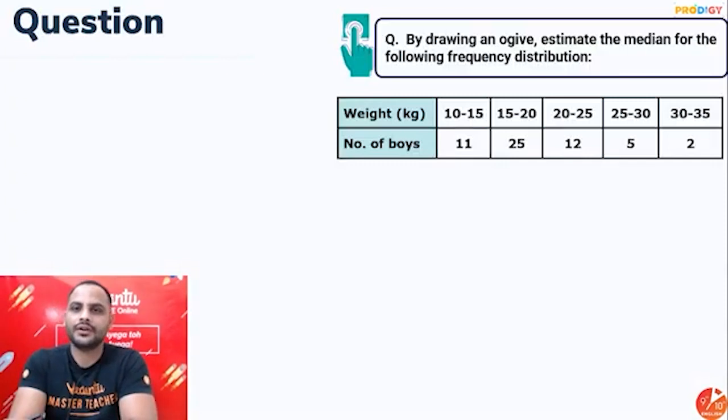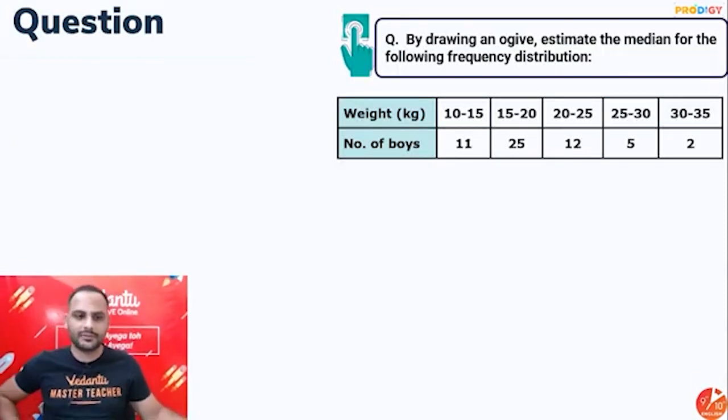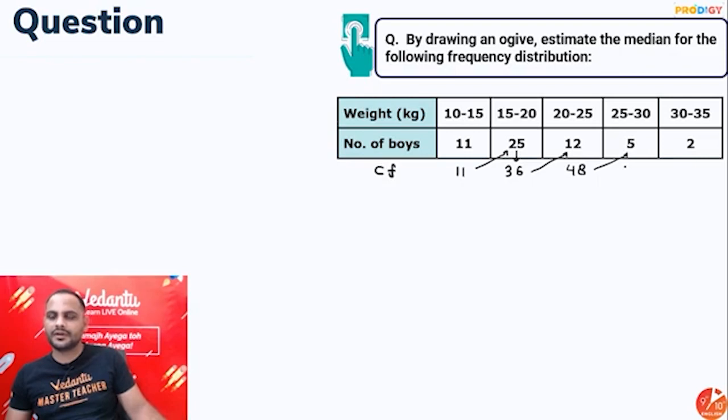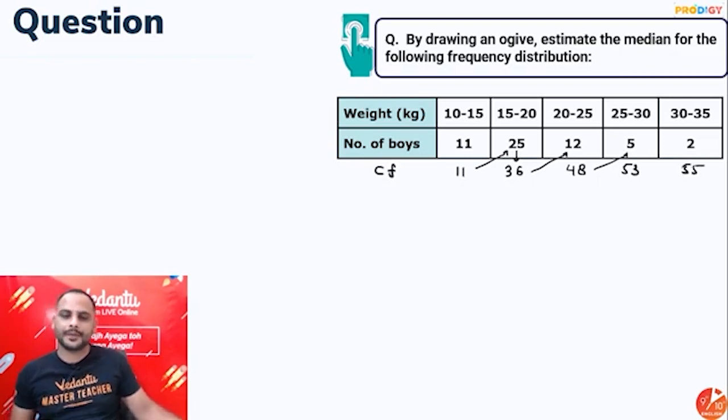Next one. Drawing an ogive, estimate the median for the following distribution table. Here, beta, we have to do the same thing. First thing, cumulative frequency. So this is 11 only. 11 plus 25, what will I get? 36. Plus 12, 48. Plus 5, 53. Plus 2, 55. This is the cumulative frequency.